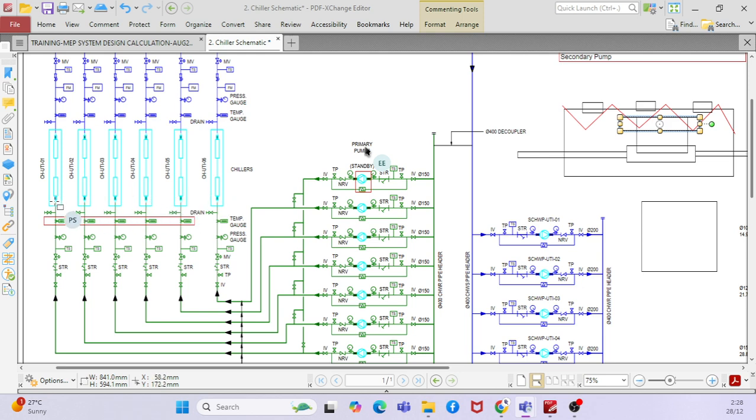So if, for example, instead of 250 liters per second you have only 200 liters per second, that means only four chillers will be running. One chiller will be shut down. If there is still no demand, there is no load, what will happen? The next chiller will be turned off.